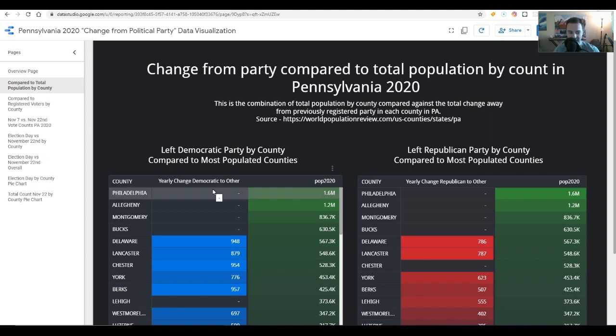And as you can see, Philadelphia, Allegheny, Montgomery, and Bucks, all four of those counties, this is an interesting thing in this data set because this is the official data.